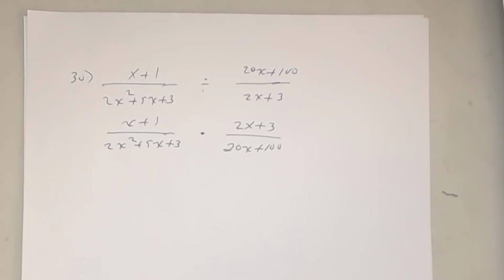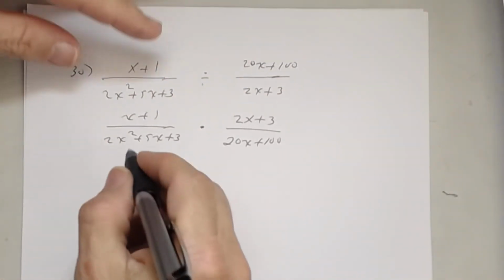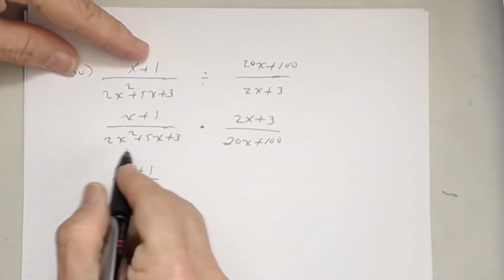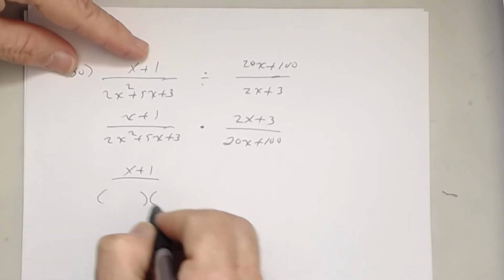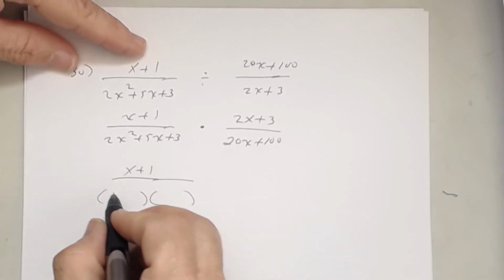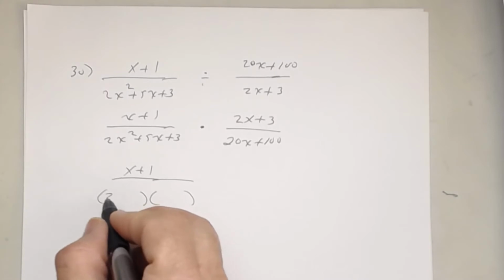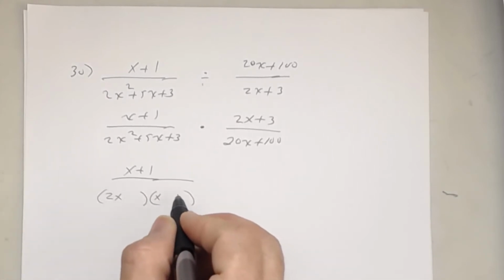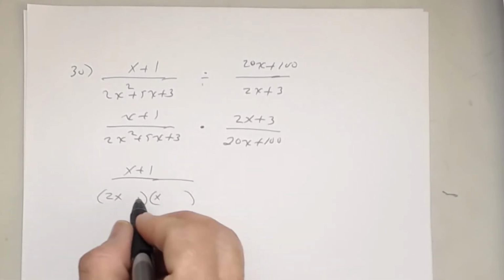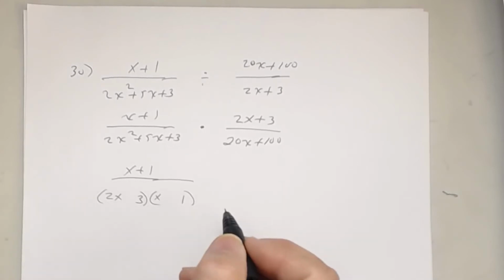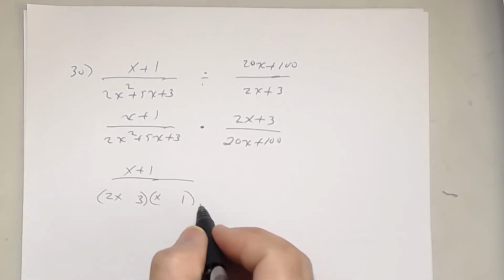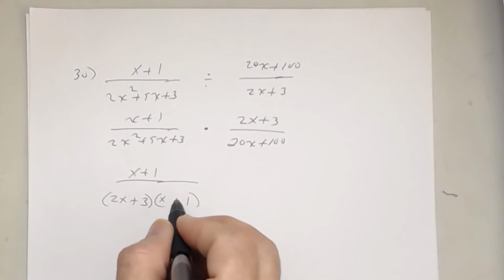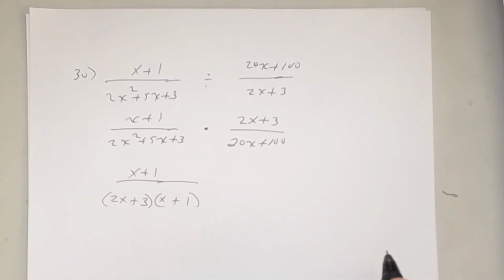Can I factor x plus 1? No. Can I factor the denominator? Yes. The GCF is 1 in the denominator, so you're going to do the 2 binomials. Do y'all agree that's going to be 2x, x, 3 and 1? So I'm going to need the 3 here and the 1 here. And they're both what signs? Addition. All right, so that's that one.